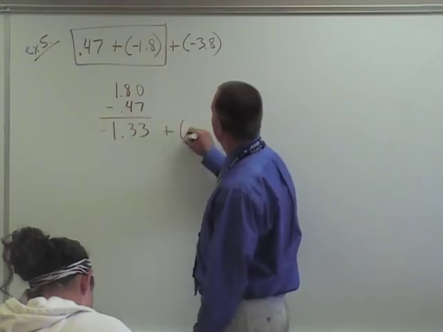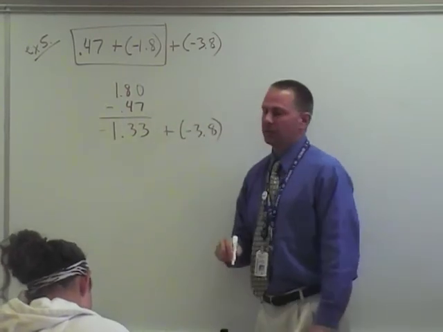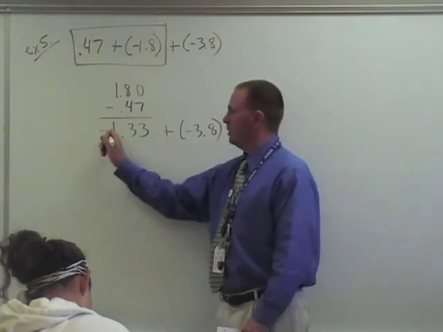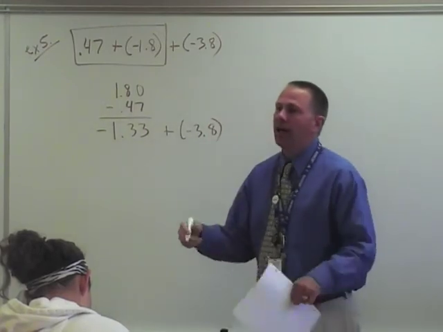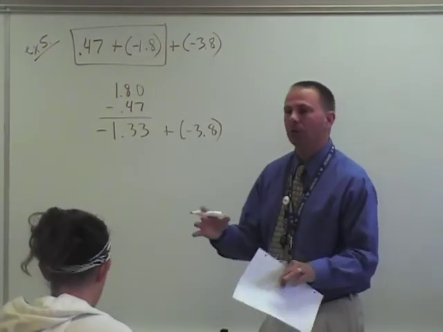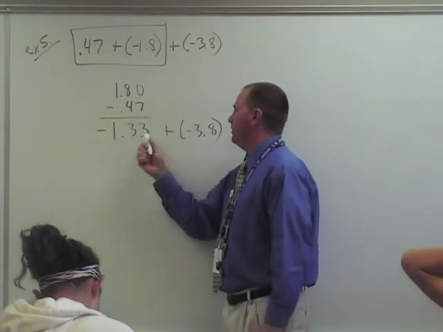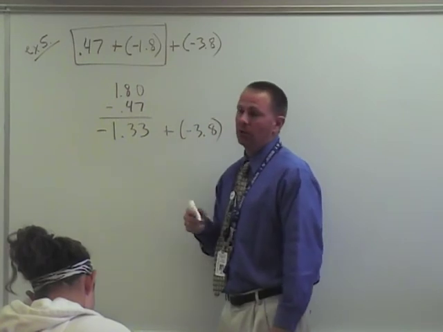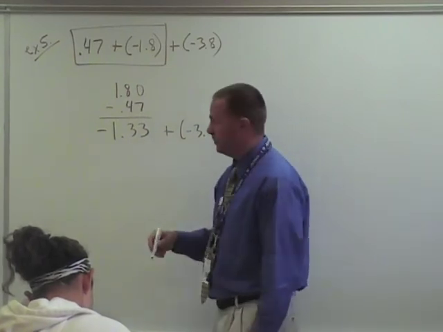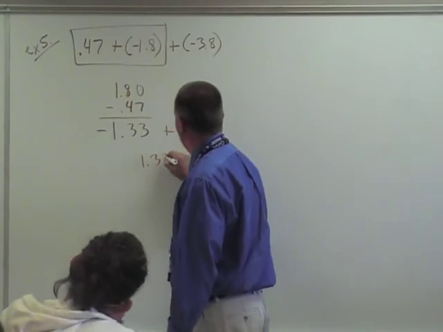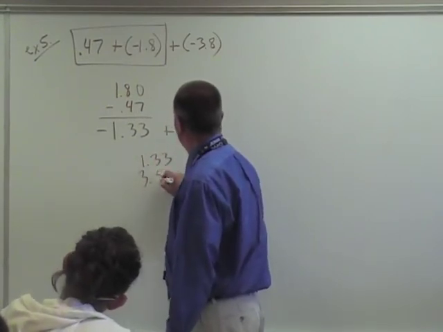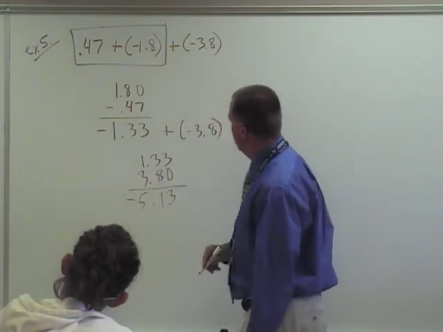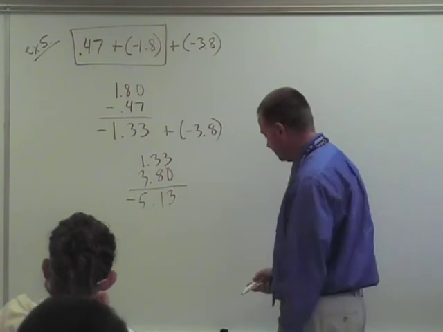Alright, now we have plus negative 3.8 at this point. Are the signs the same or are they different? They're the same. They're both negative. That means you're going to have a bigger negative. So that's another rule for those of you who are struggling. When you have addition and the signs are the same, whether both positive or both negative, just add the two numbers together and keep the same sign. So the answer is going to be negative, but you need to add 1.33 and 3.8 together. Okay, 5.13. Is that correct? Yes, it is.